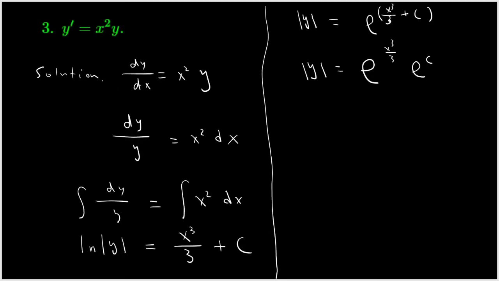Again, don't be confused. After you get this, the underlined part, you have the complete solution to question 3. I'm just trying to rewrite the solution in a way better form. Solve the equation for y and write y in a way better form. So the absolute value of y is equal to that, so y is equal to plus or minus e to the power of c, and then times e to the power of x cubed over 3.